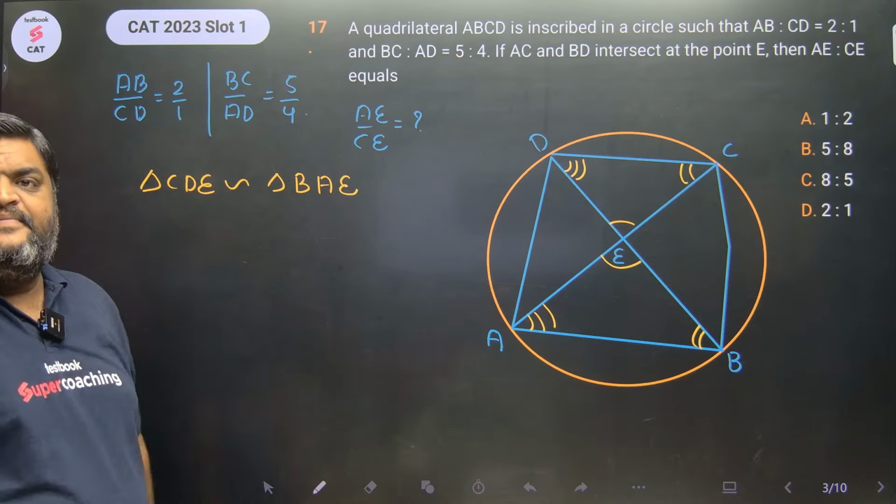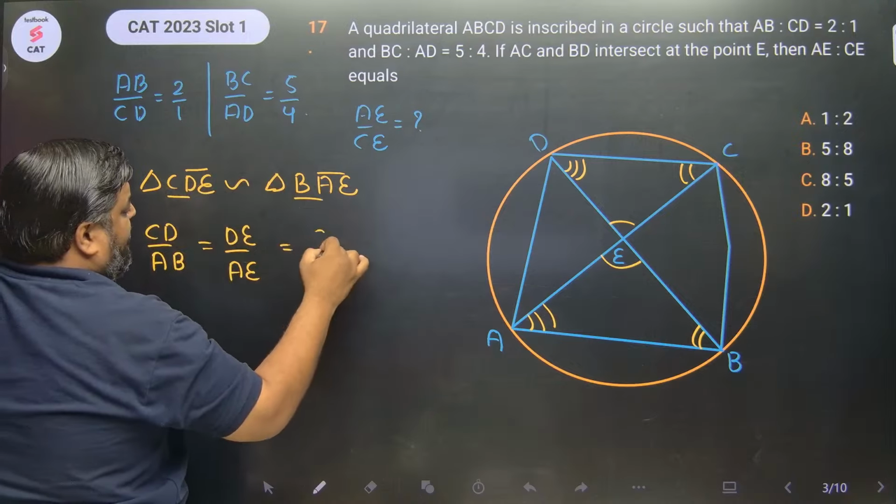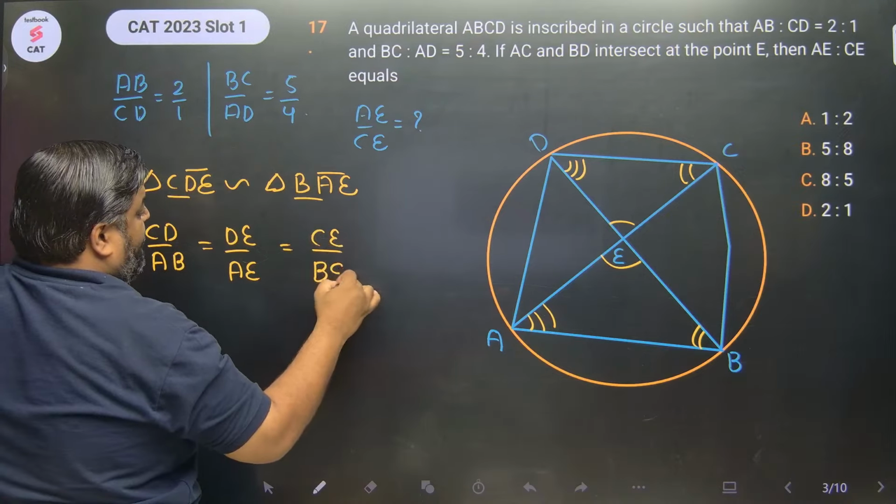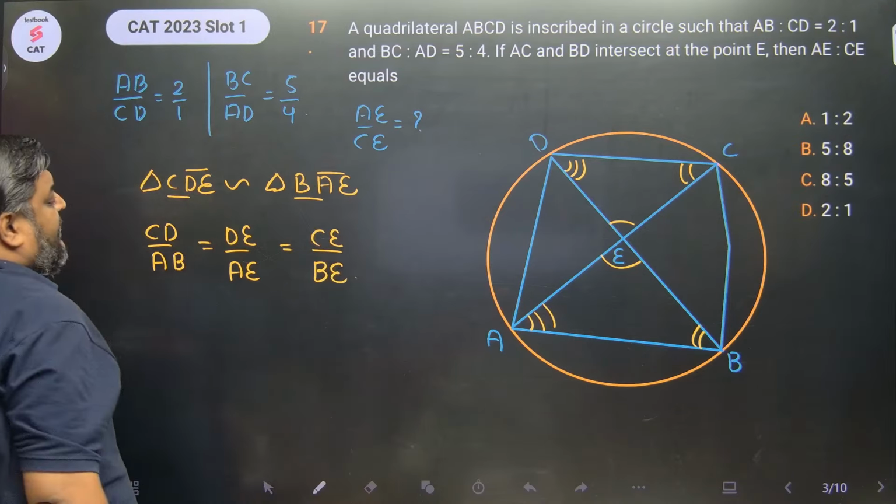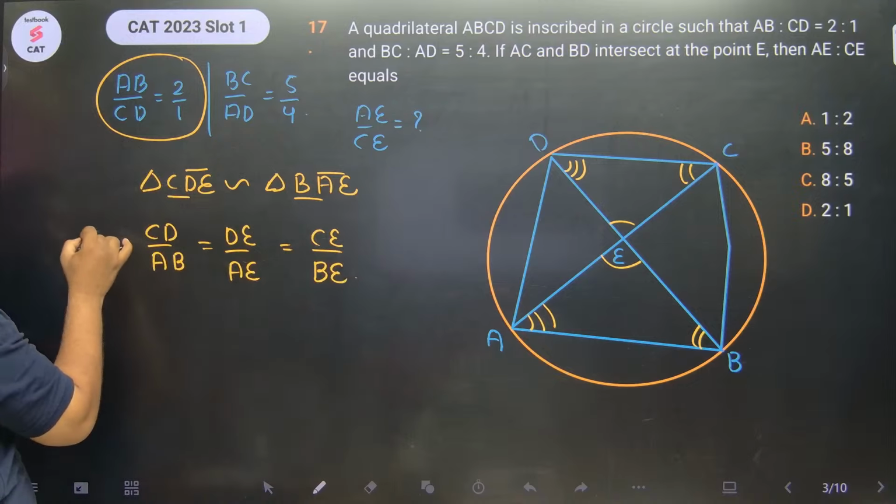If the two triangles are similar, the sides have to be in ratio. So CD upon AB is equal to DE upon AE, and DE upon AE is equal to CE upon BE. Right? And check this out beta, I have AB upon CD, so CD upon AB would be 1 by 2. Right?